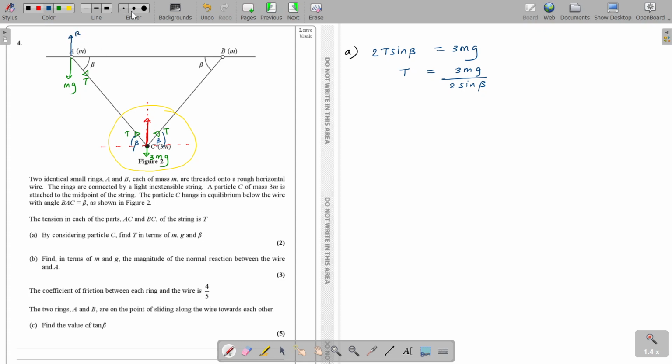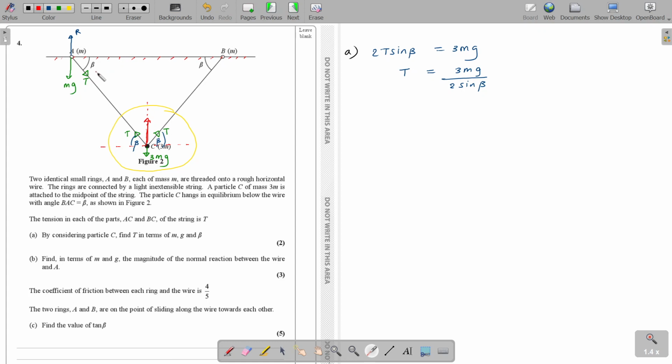What else do we have? There's another force to be considered here. They do say that this wire is rough, so I'm drawing these lines to say the wire is rough. A ring means it has the capability of moving left or right along the wire. When you attach particle C, because of the weight pulling downwards, the ring at A is inclined to move towards the right side. The ring at B is inclined to move towards the left side. Now I'm only considering ring A.